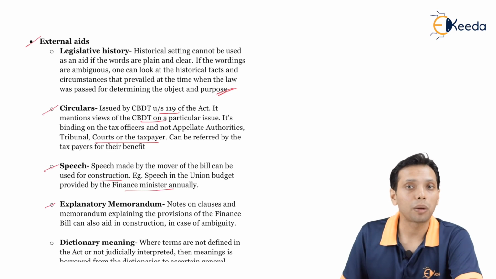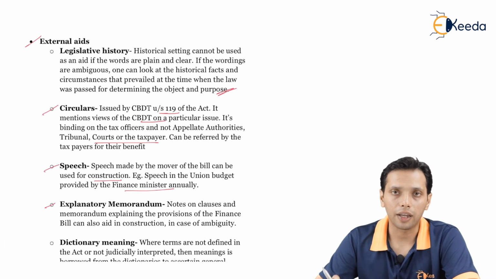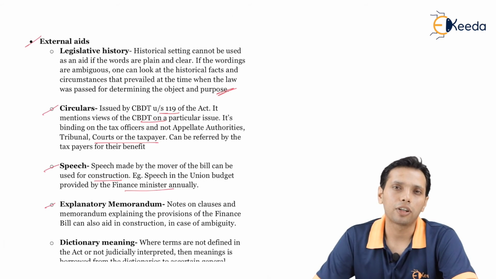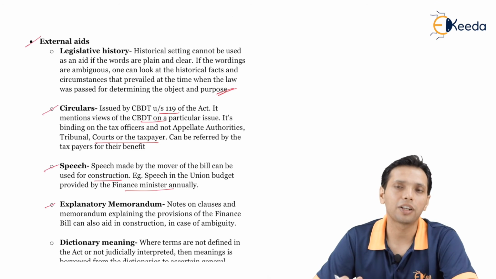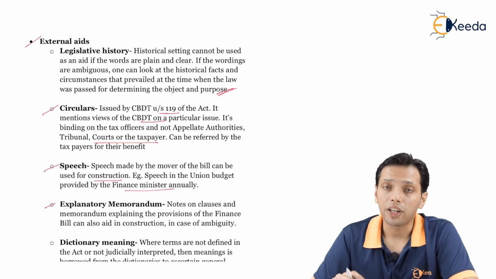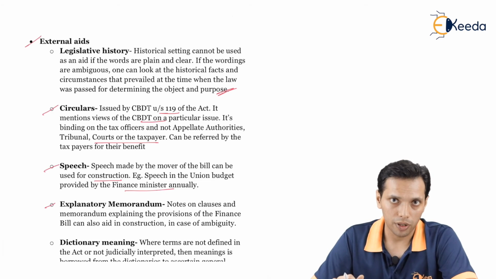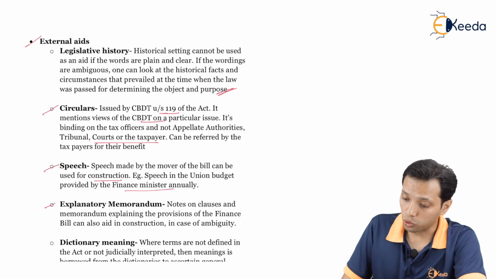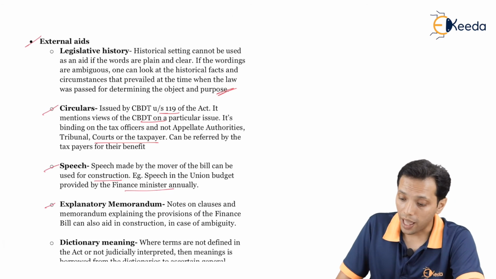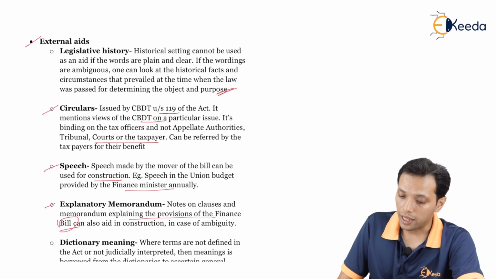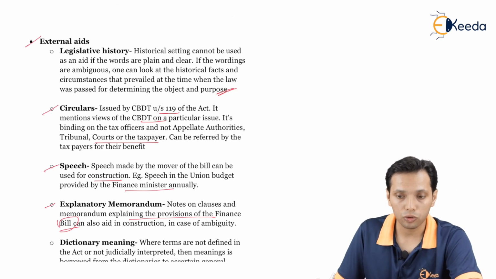Next is the explanatory memorandum. After the finance minister provides the speech, the copy of the bill and the explanatory memorandum are also available on the income tax website. The explanatory memorandum states the intent of the legislature or provides further explanation of the provisions of the bill. Notes on clauses and the memorandum explaining the provisions of the finance bill can also aid in construction in case of ambiguity.